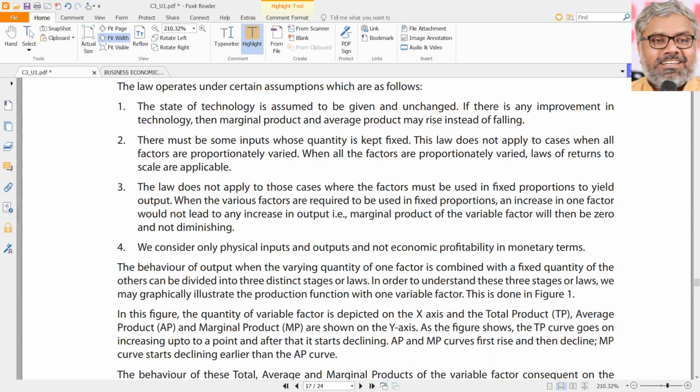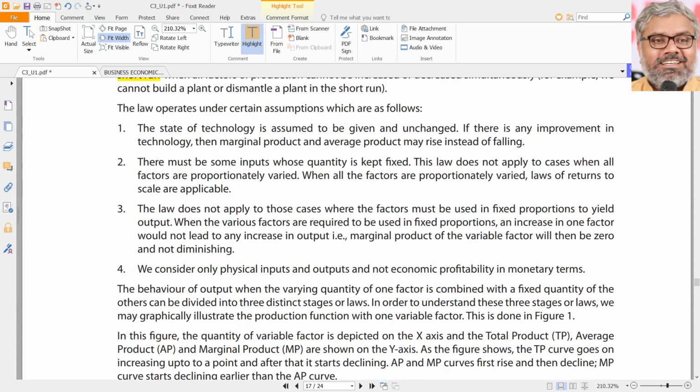But what are the things to be kept in mind for the working of this law? There are certain assumptions naturally. Again, more or less, these are similar to the assumptions of production function we discussed earlier. First and foremost, the state of technology is assumed to be unchanged. It is constant. It is not going to be changing. But really, is it possible? No. That is why we are calling it an assumption.